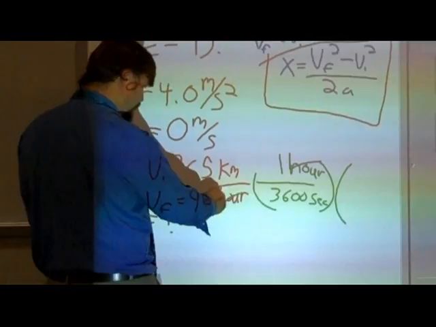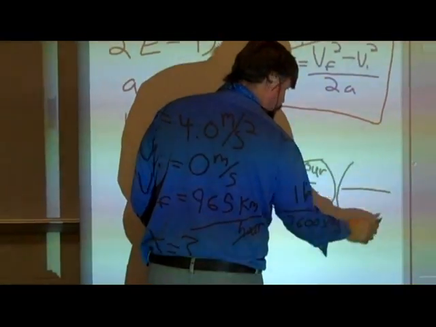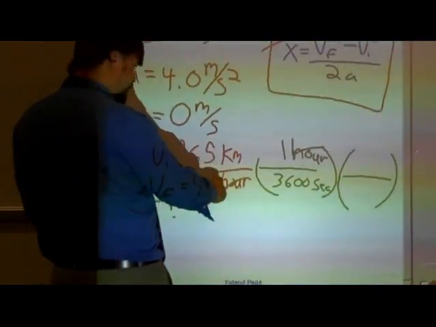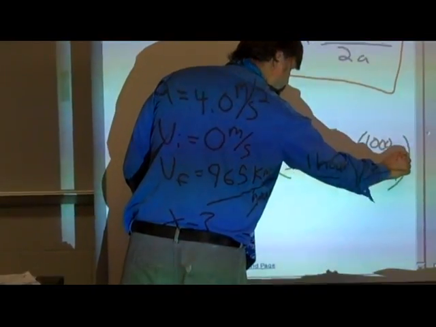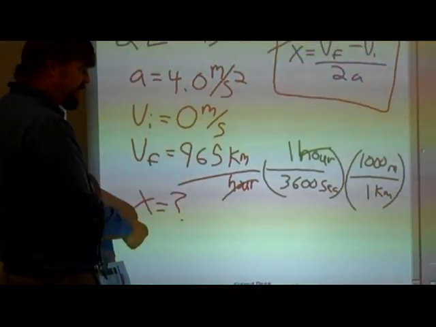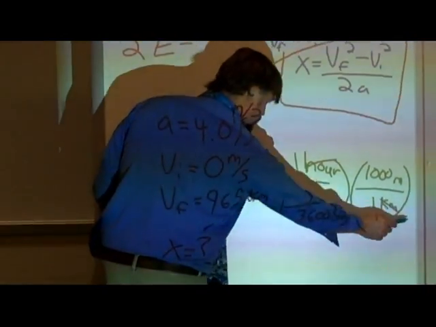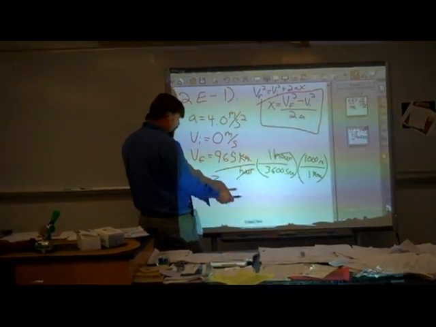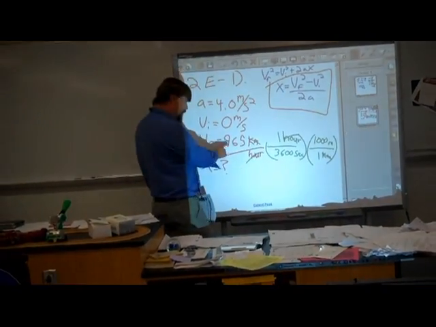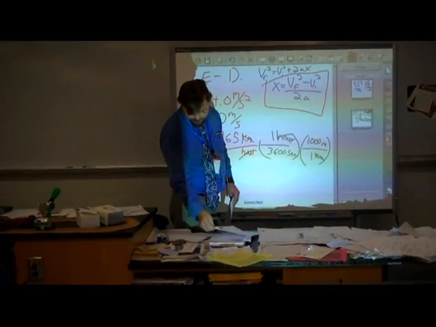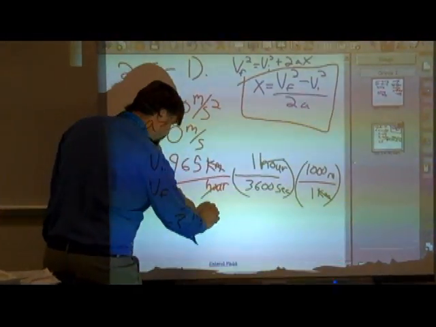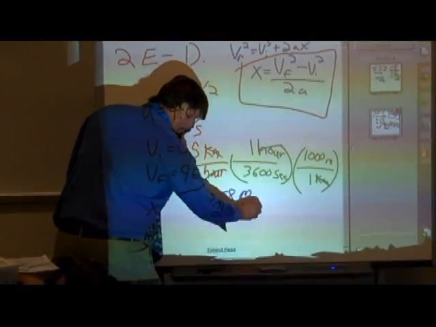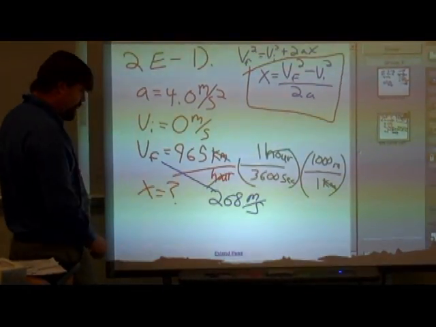We also need that 1 kilometer is 1,000 meters. Okay? So we have 965 kilometers times 1,000. Kilometers cancel out, divided by 3,600 seconds. And that'll give us a final velocity for this problem, an answer of 268 meters per second. 268 meters per second is our final velocity.